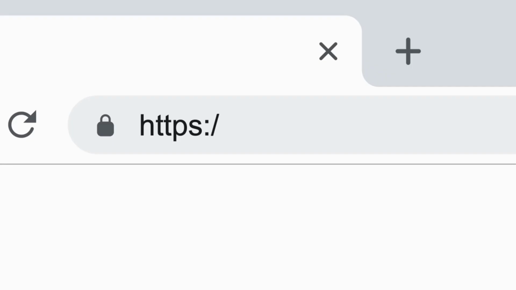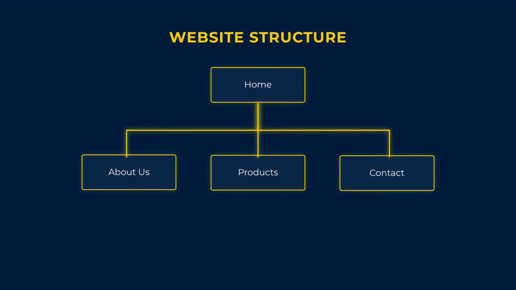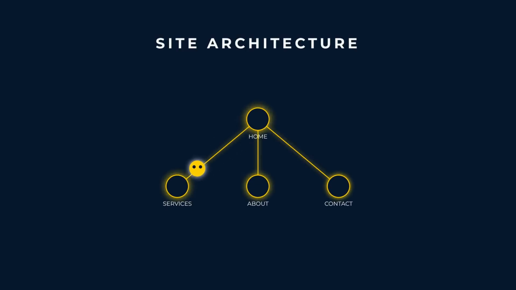URLs also matter. A URL is a web page's address. Short, descriptive URLs help both users and search engines understand what a page contains. Internal links are equally important. These links connect pages within a website and help visitors discover related information. They also help search engines understand how a website is organized.